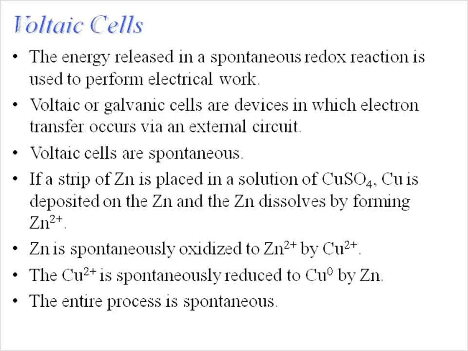Now, how do we get the cell? Basically what is happening is that copper 2 plus is taking 2 electrons from zinc. This is what is basically happening.